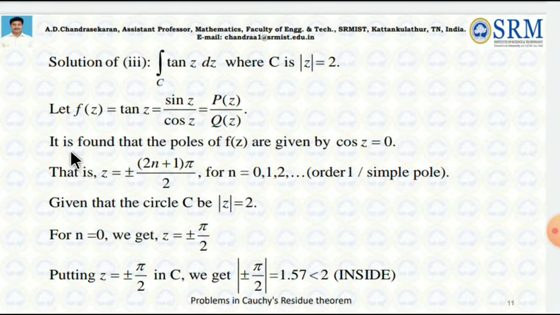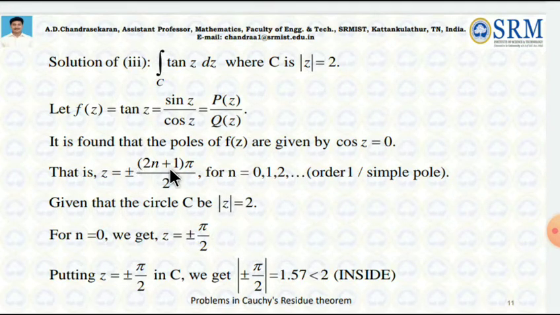It is found that the poles of f of z are given by cos z equal to 0. When we get cos value 0: plus or minus pi by 2, plus or minus 3 pi by 2, plus or minus 5 pi by 2, etc.